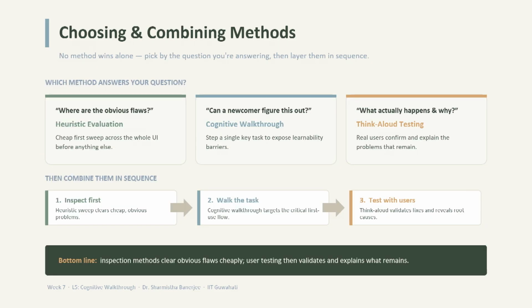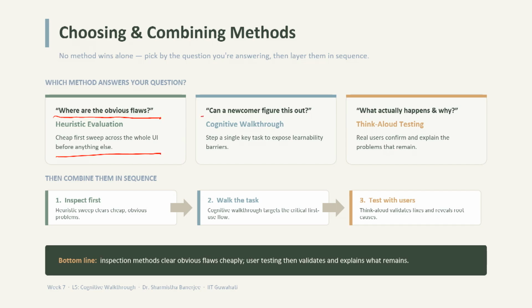So, choosing and combining the methods. Which method answers your question is what you have to look at. So let's say my question is, where are the obvious flaws? So I can do a heuristic evaluation because it is a cheap first sweep across the whole UI before anything else.